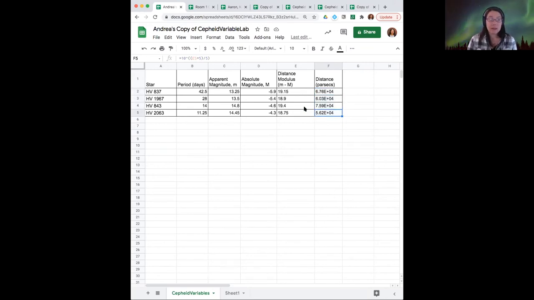All right, so what questions do you have about using Google Sheets for calculations? It seems like every group was successful in finding the period, apparent magnitude and absolute magnitude from what I could see. So good job, everyone.